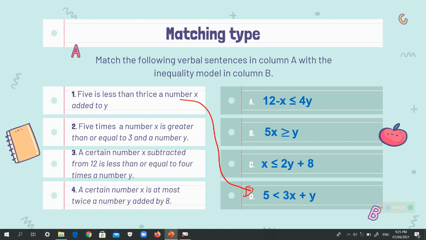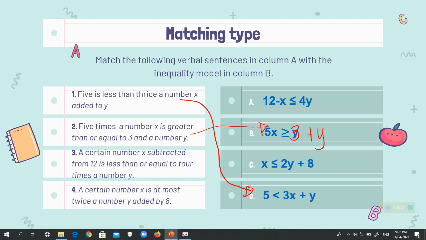Next, 5 times a number X is greater than or equal to 3 and a number Y. There is no such answer to this given statement, but if you have 5X is greater than or equal to 3 plus Y, this should be your answer, because this is the closest to the choices.